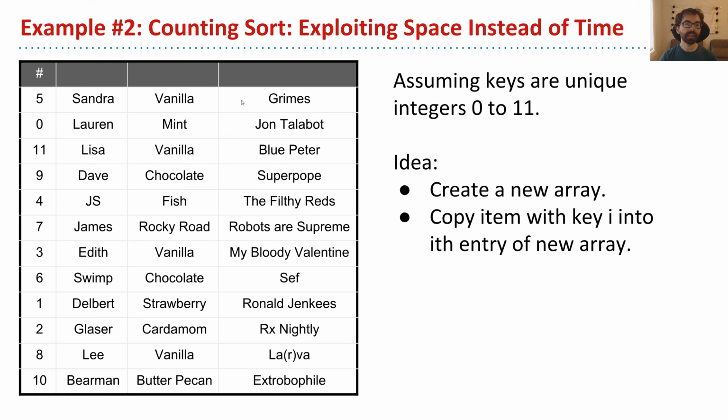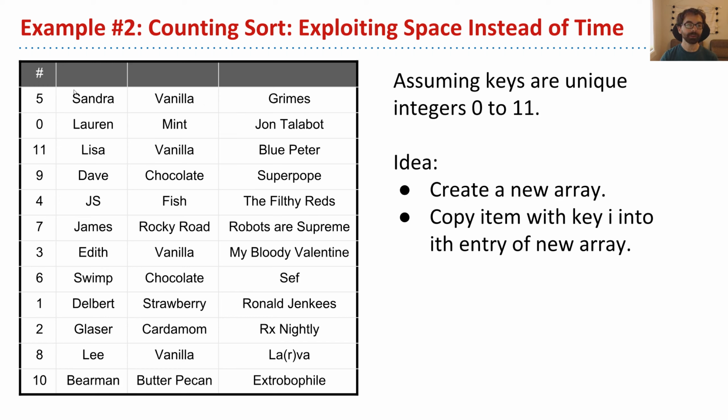Let's suppose we have here a table of a bunch of information, and we have a bunch of keys. Each of these you can think of as an object of type, I don't know, row or something. And each key has a unique integer from 0 to 11. Now let's suppose that we want to sort by the key value, this number. So the idea here is we're going to create a new array of the same length, and then we're just going to copy the item with key i into the ith entry of this new array.